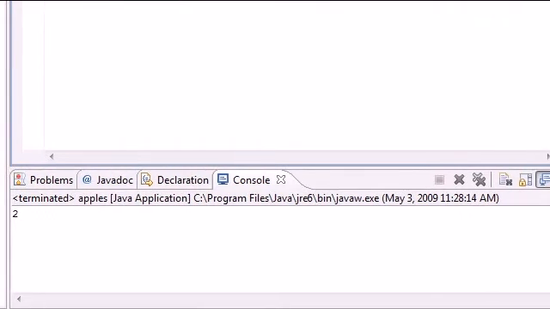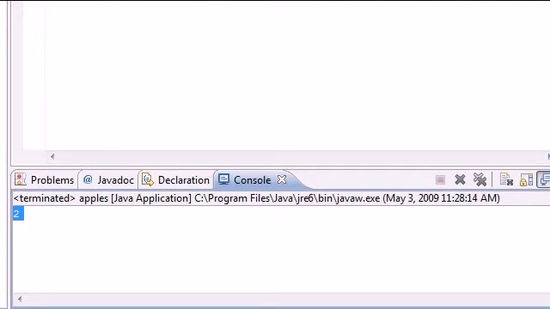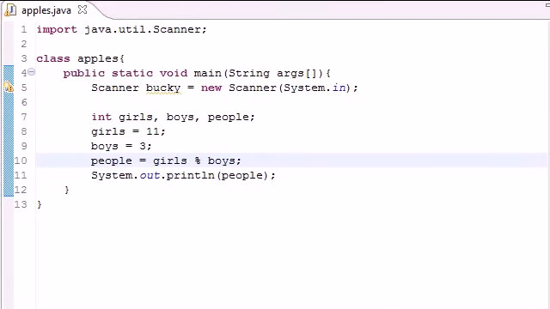It says 2. The modulus, if you remember from math class, is another way of finding the remainder. So again, when you divide 11 by 3, you get 3, which, 3 times 3 is 9, but you have 2 left over. So that's where that 2 comes from. Whatever's left over is the modulus. So that's how you can use the modulus along with int to find the exact value.